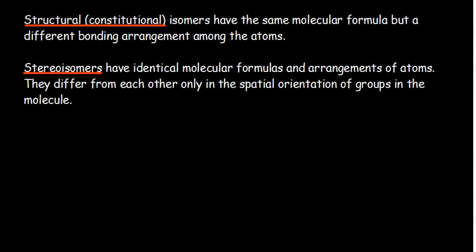chemical structures. Then structural isomers, basically these are the ones with the same molecular formula, but they differ in terms of the bonding arrangement among the atoms. Those are examples of structural isomers. So we can even give an example of a structural isomer to help us have a greater understanding.